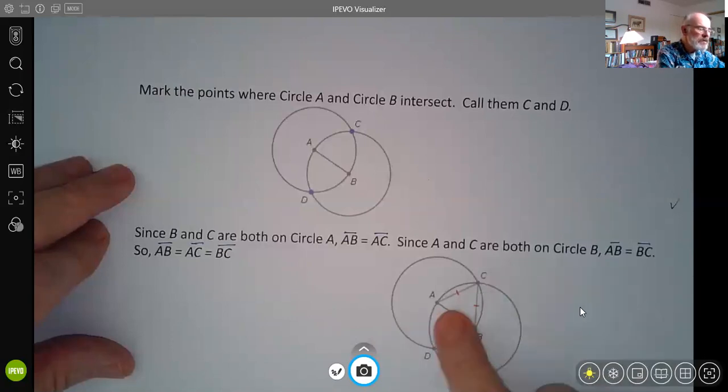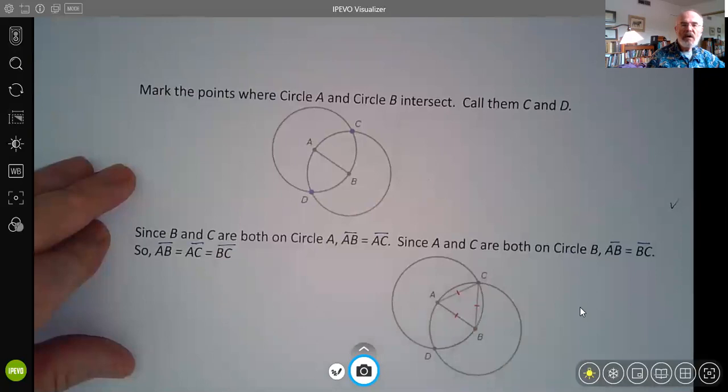From A to C, that's just the radius of circle A. A to B is the radius of both circle A and circle B, which tells you that the two circles are congruent. And BC is also the radius of circle B as well, because it goes from the center of B to its edge. So we're going to do the same thing. We're going to draw that little triangle there.